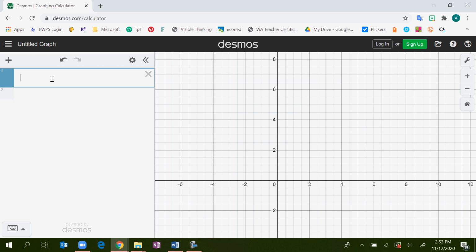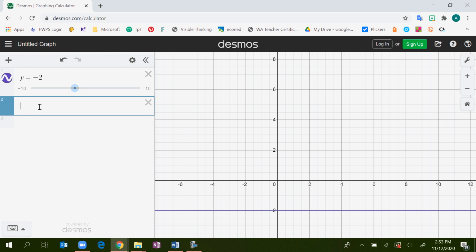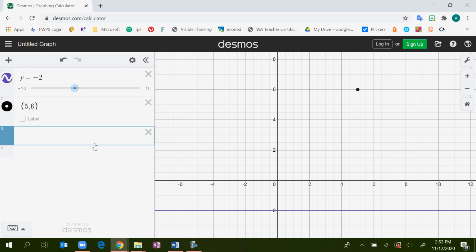I am now given y equals -2. I want my perpendicular line to pass through 5 comma 6. So let's take a look. I have a horizontal line and I have a point. If I want a perpendicular line, that must mean I'm looking for a vertical line.